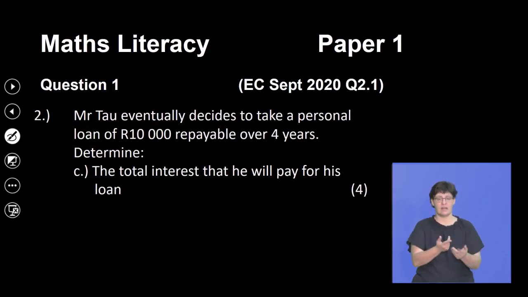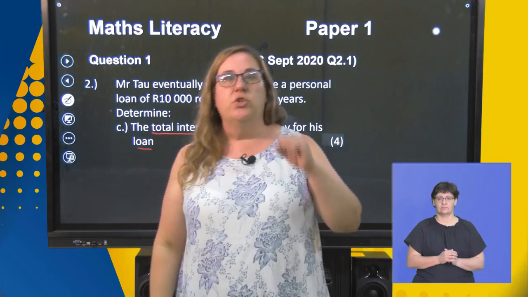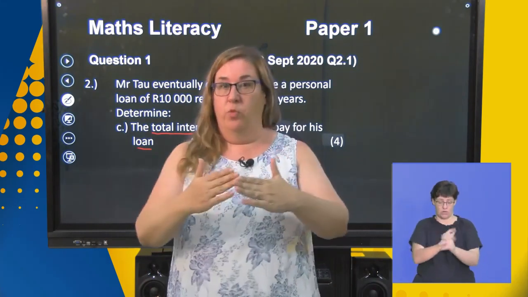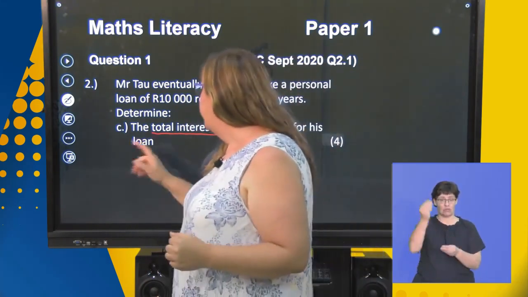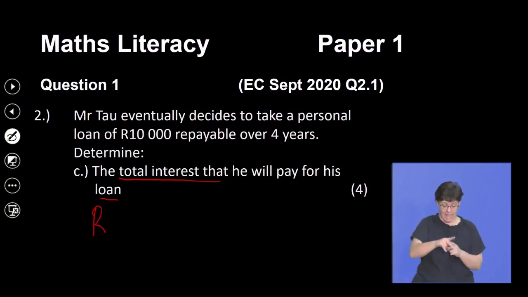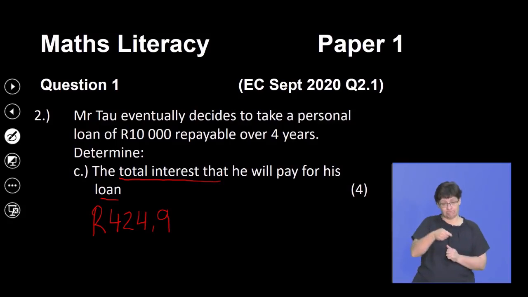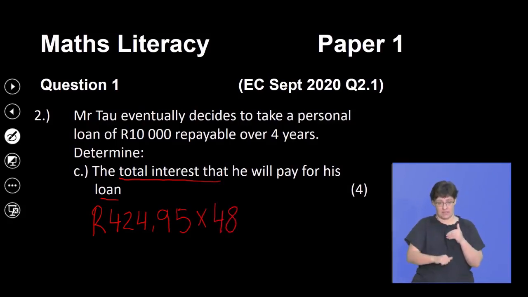Okay, we want to know the total interest that he pays for his loan. The total interest is how much money he pays over and above what the loan was. So I'm first going to see my monthly fees was 424 Rand and 95 cents. That's what he's paying per month. He is paying that for 48 months. So I'm going to multiply that by 48.